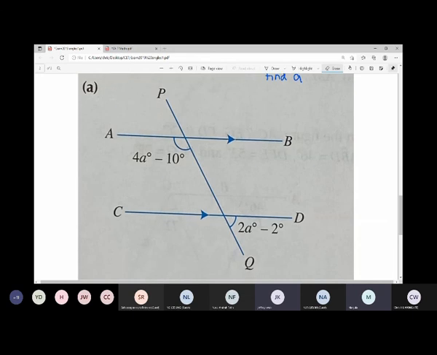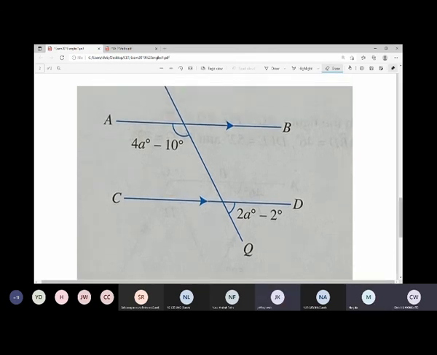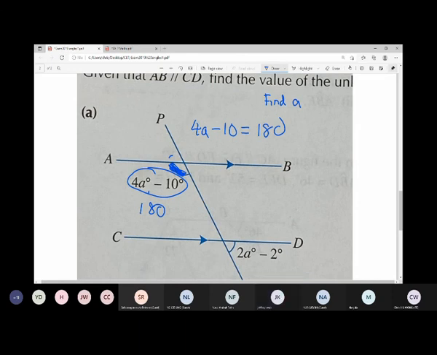Since you say that, can it be 4A minus 10 equals 180? I'm going to write down what you just mentioned. 4A minus 10 equals 180. You're trying to tell me this one is 180. No, cannot be. How can this be? The other side actually is what? It's a straight line. What do you call this? Supplementary angle, okay.